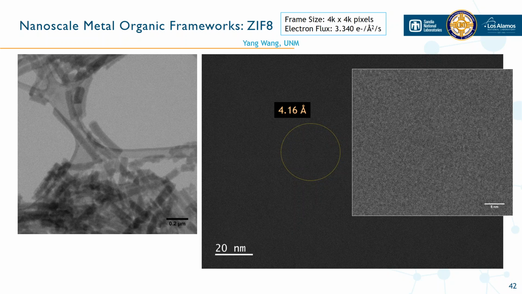nanowires was overlaid with a vacuum on the grid, and I was able to obtain lattice scale information from one of these structures, or several of these structures. So this was a low temperature to keep the dose low, but also you can see that there's very low contrast in these images, and so I think this was another huge benefit of the K3IS camera that I don't think I would have been able to acquire otherwise.